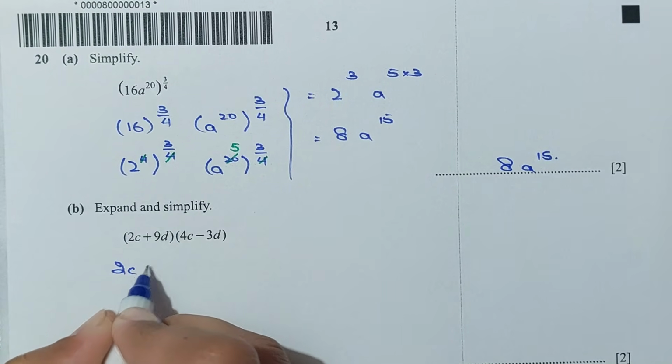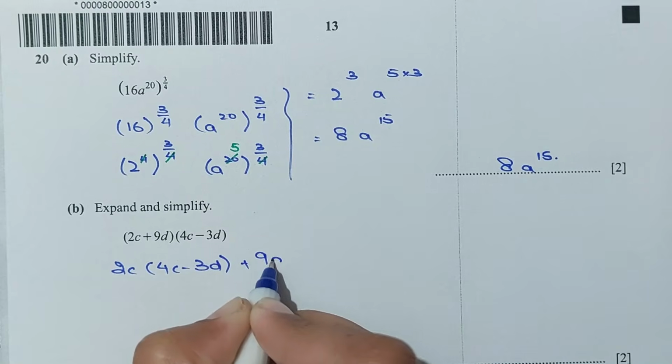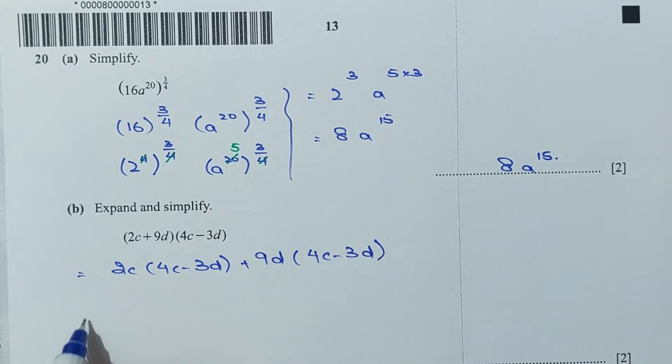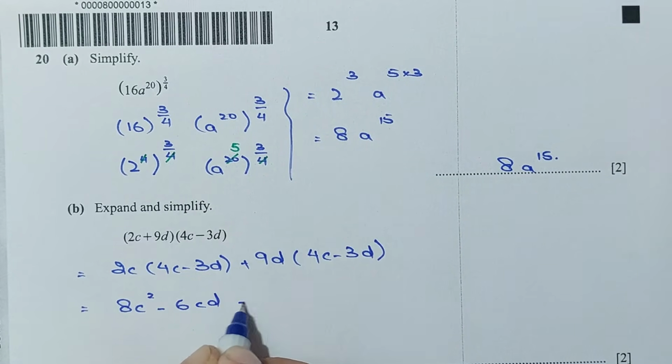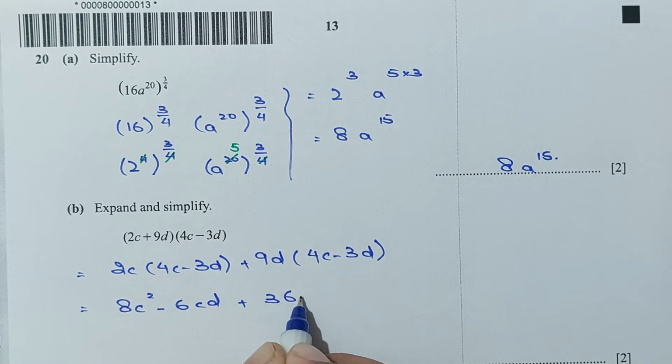Part B, expand and simplify. 2c plus 9d with 4c minus 3d. 2 times 4 is 8c square. 2 times 3 is 6cd. Plus 9 times 4 is 36cd.